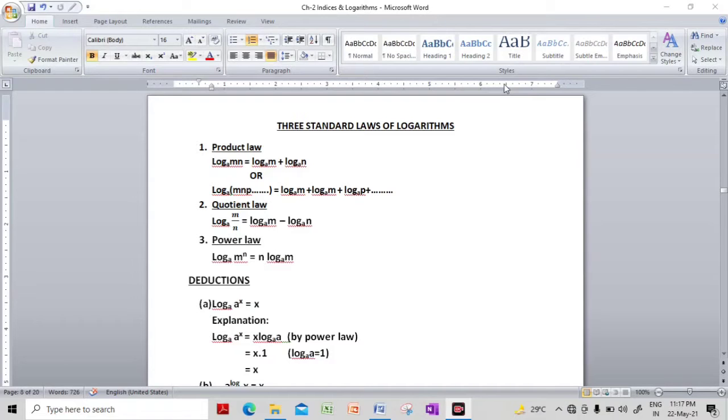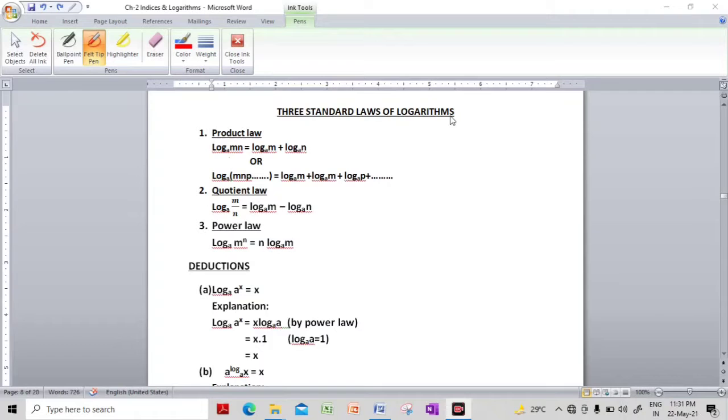With this beautiful note, let us start the next topic of our chapter Indices and Logarithms. Three standard laws of logarithm. In this, the first law is product law. It states that log of mn to the base a is equal to log of m to the base a plus log of n to the base a.